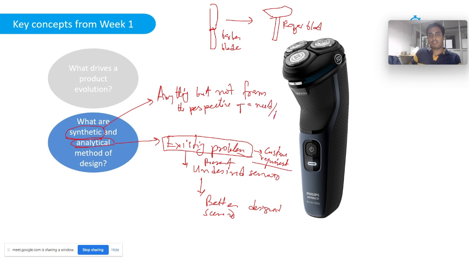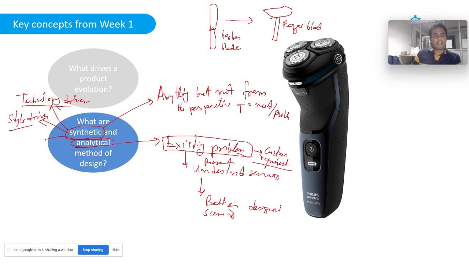Need or a problem. So for example, synthetic can be a technology driven approach. Another can be a style driven approach. You like the look and feel of a new smartwatch, so based on the styling you are changing the design. So this is not technology, but it's style driven.